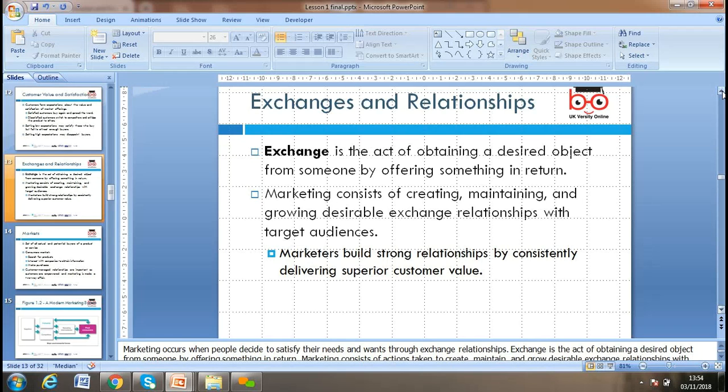Exchange and relationship. Exchange means the act of obtaining a desired object from someone by offering something in return. So money and goods exchange. Yes, what are we really getting? So marketing consists of creating, maintaining, and growing desirable exchange relationships. Customers really want to be respected, to be treated fairly, to be well served, and the manufacturer to provide them value for money. So that is all they really want.